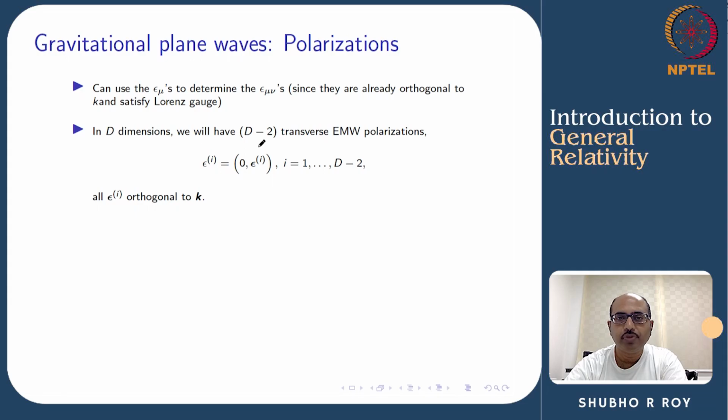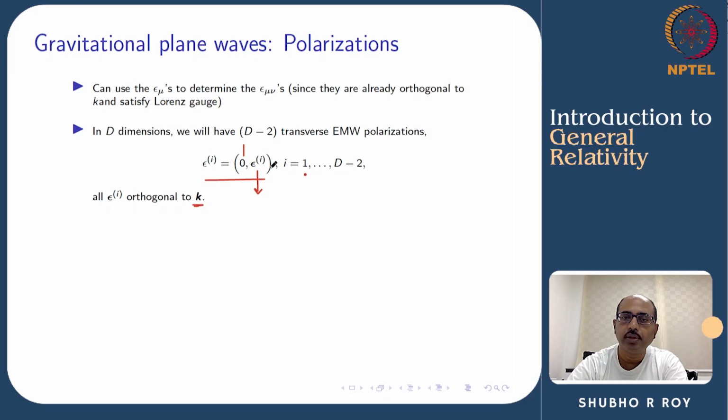So in big D dimensions, we have D-2 transverse electromagnetic wave polarizations, which I mentioned before. In 4 dimensions we have done, there are only 2, but in big D dimensions, there'll be D-2 directions orthogonal to the direction of propagation, right? There'll be D-1 total space dimensions, and one of them is the direction of motion of the electromagnetic wave, and then orthogonal to that will be D-2 polarizations. These are denoted by this. Again, these are purely spatial, that is the temporal part is 0, and the spatial part is a 3-vector, which is orthogonal to the direction of propagation. And there are D-2 of them.